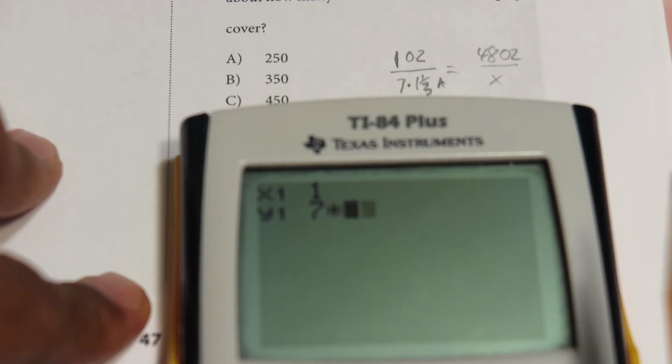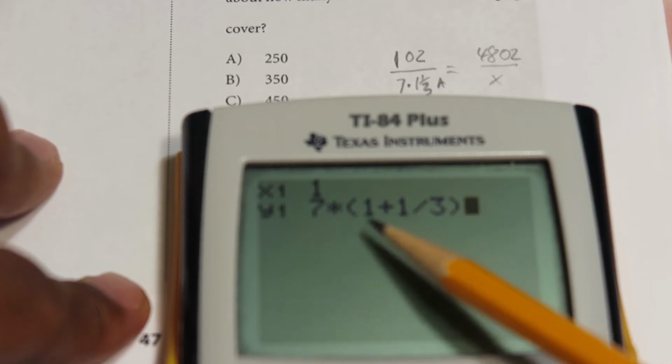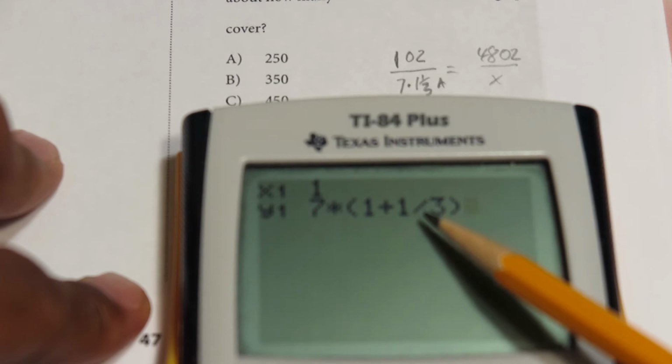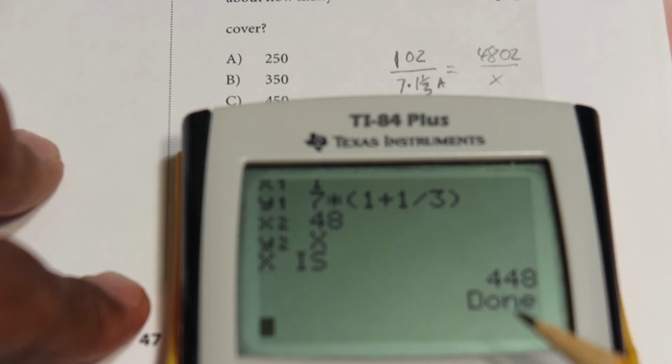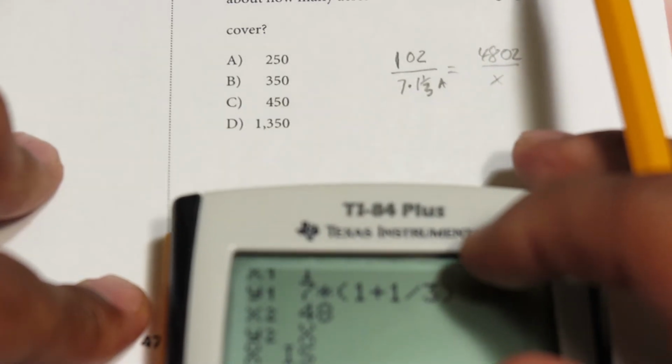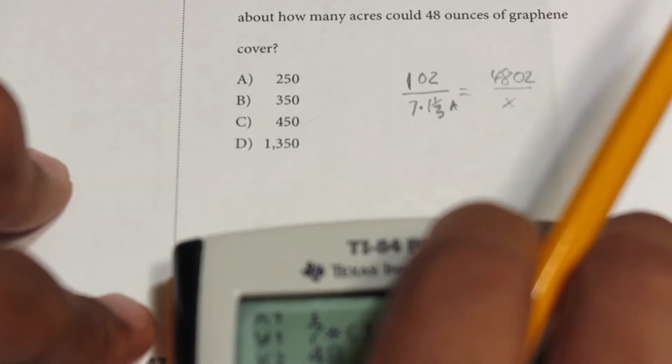I'm going to go 7 times parentheses 1 plus 1 divided by 3. Because this is 1 1/3 acres, and there's 7 football fields. So it's 7 times that number. And now we're going to go to the next one. And it's going to be, what if we had 48 ounces of graphene? How many acres are we going to cover? So X, the number of acres, is going to be 448. We're looking for the one that's closest, so it would be choice C. So again, proportions. We can use this for proportions.